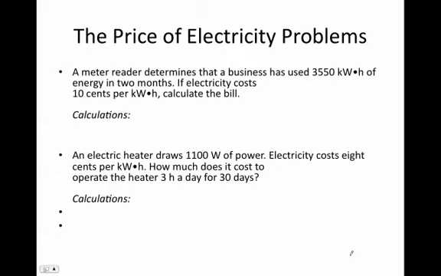A couple more problems. Now let's talk about the price of electricity. A meter reader determines that a business has used 3,550 kilowatt hours of energy in 2 months. If electricity costs 10 cents per kilowatt hour, how much would the bill be?